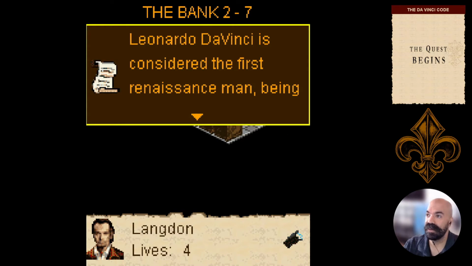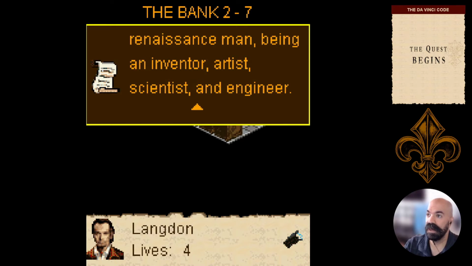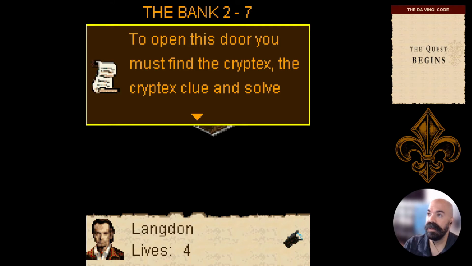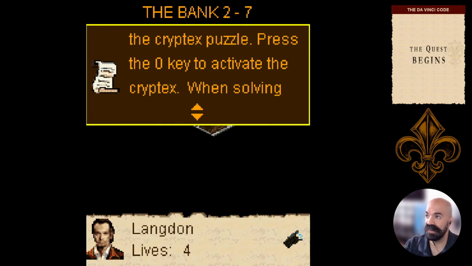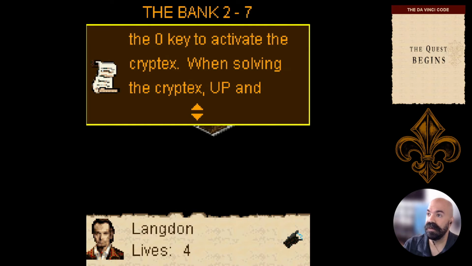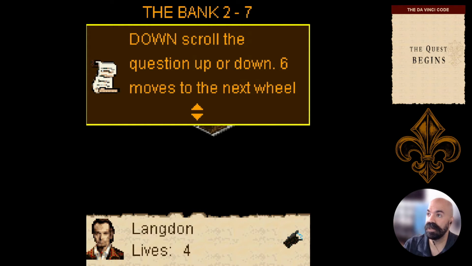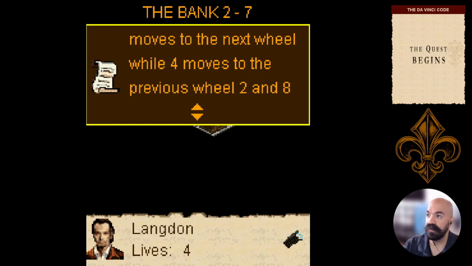All right, Da Vinci is considered the first Renaissance man, being an inventor, artist, scientist, and engineer. To open the door, you must find the cryptex clue, and solve the cryptex puzzle. Press the 0 key to activate the cryptex. When solving the cryptex, up and down scroll the question up and down. 6 moves to the next wheel, blah, blah, blah.